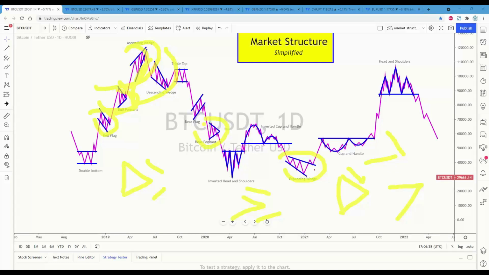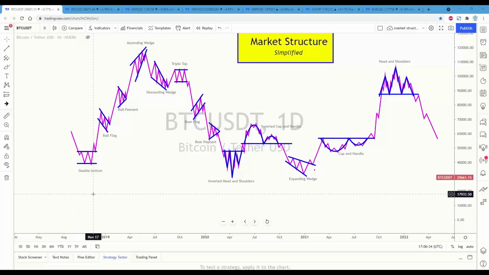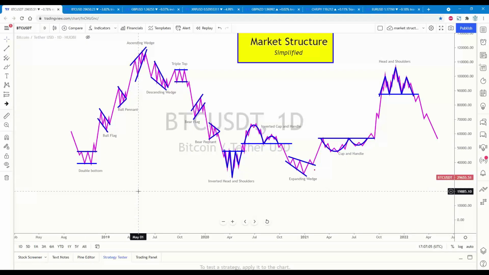Because in our world of trading, we need simplified explanations. And there are some gurus, if you want to call them gurus, some market experts, some people who teach you and give you rules.